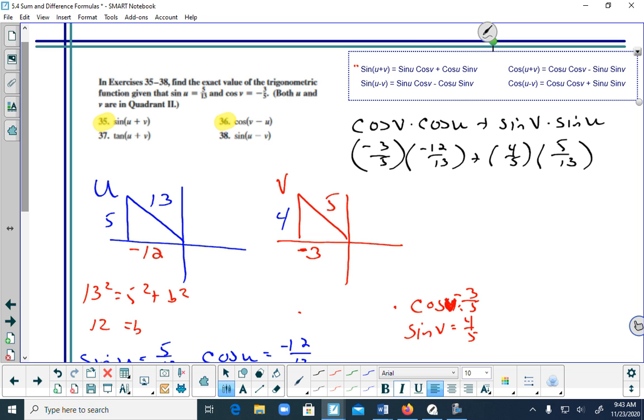So when I multiply, I'm going to have a negative times a negative, so it's going to be positive 36/65 plus 20/65. So my answer will be 56/65, and that is my final answer for 36.